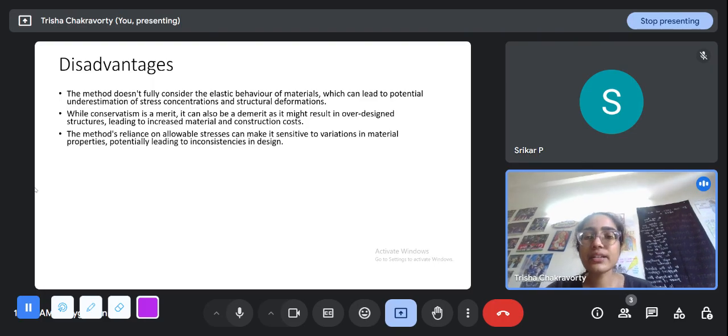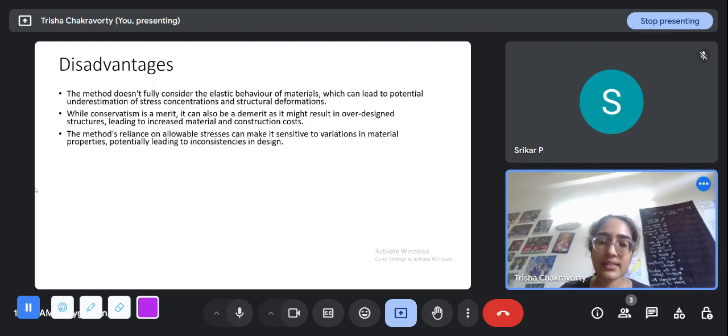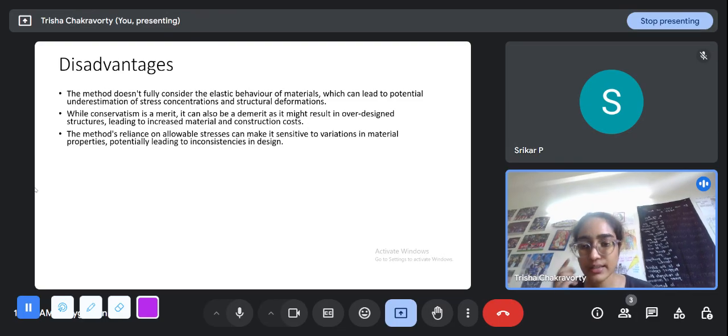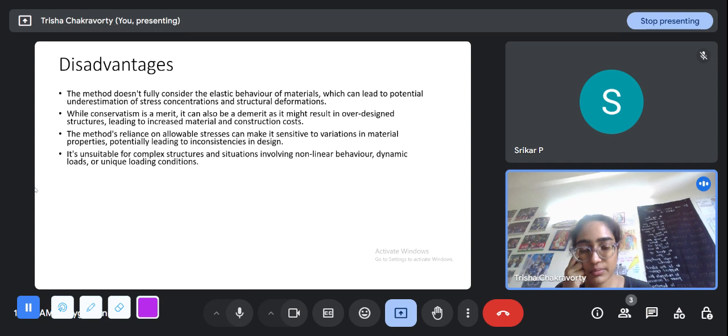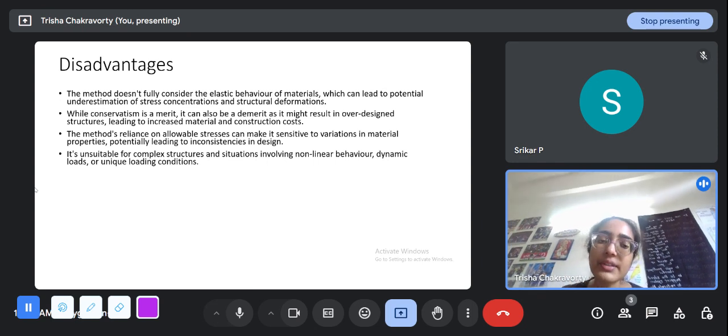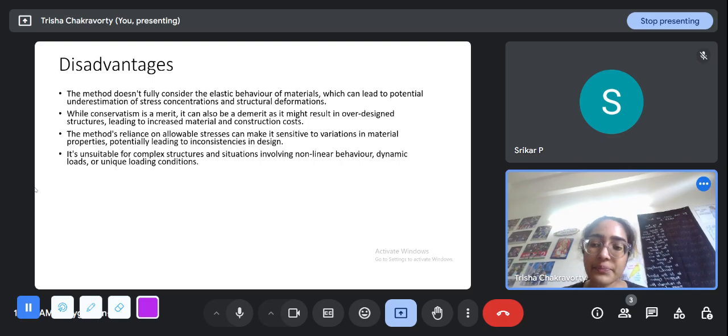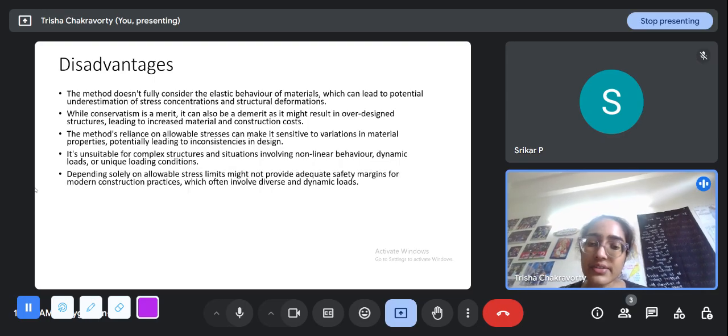The method's reliance on allowable stresses can make it sensitive to variations in material properties, potentially leading to inconsistencies in design. It is unsuitable for complex structures and situations involving nonlinear behavior, dynamic load, and unique loading conditions. Depending solely on allowable stress limits might not provide adequate safety margins for modern construction practice, which often involves diverse and dynamic loads.